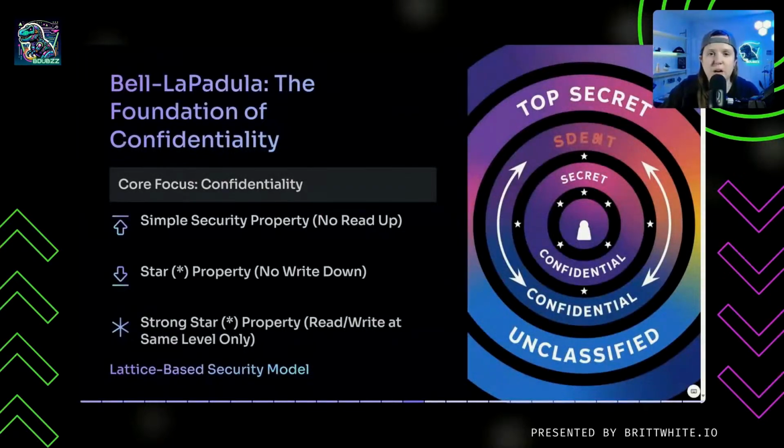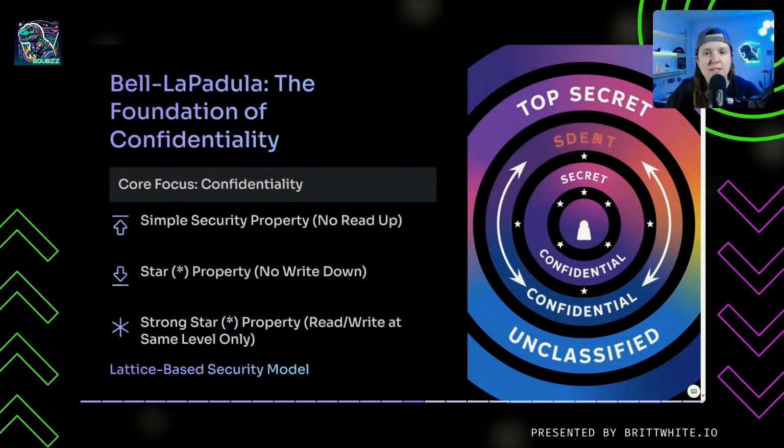We'll start with Bell-LaPadula, often called BLP. This model is all about confidentiality. It was originally developed for the US military, who really needed a rock-solid way to protect classified information. It's based on 3 fundamental rules, and understanding these rules is key.